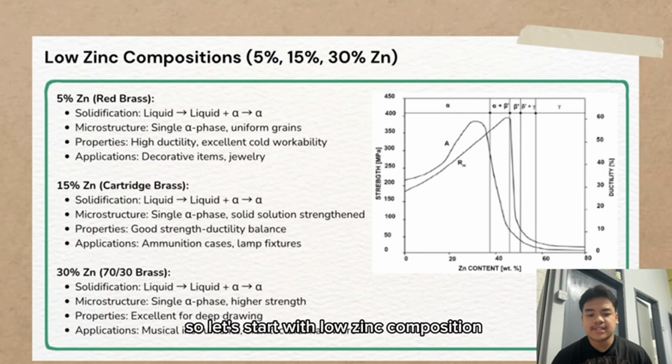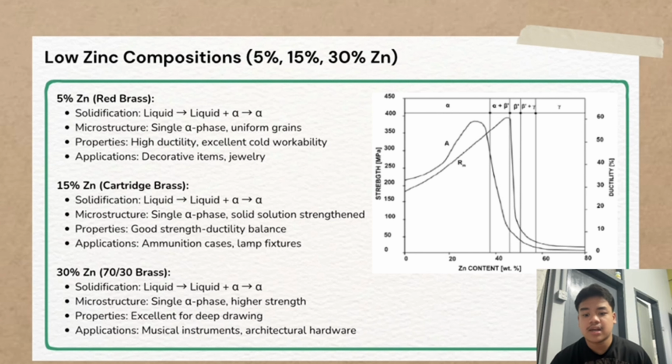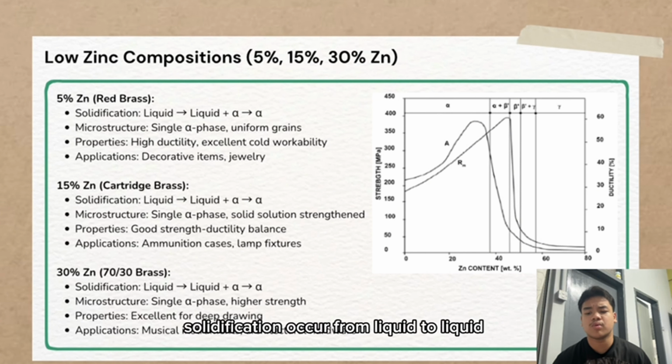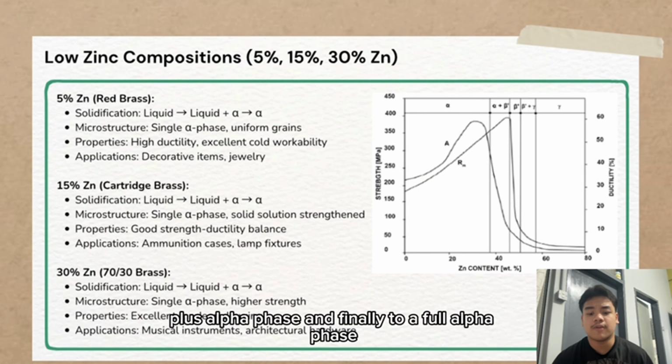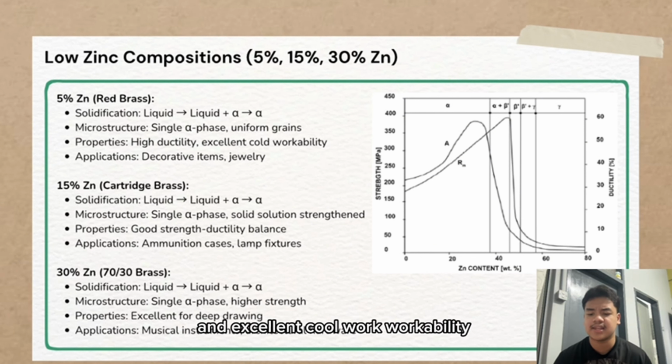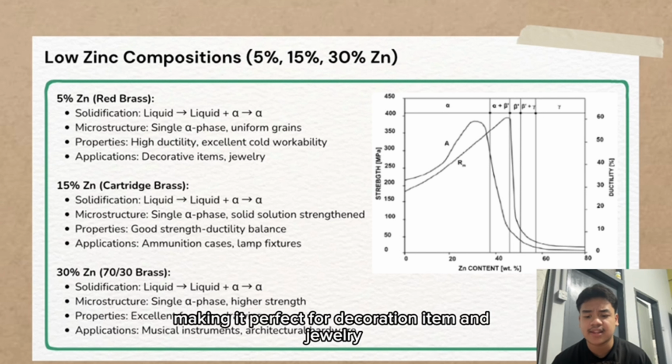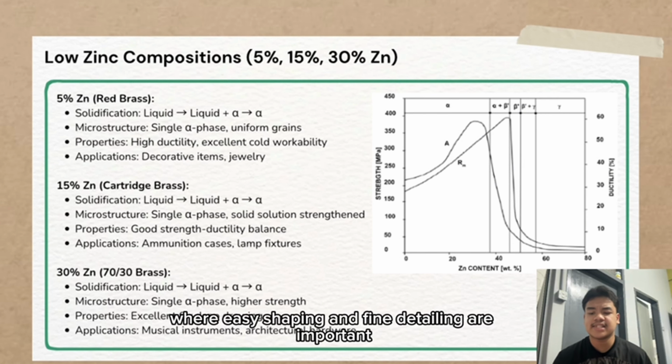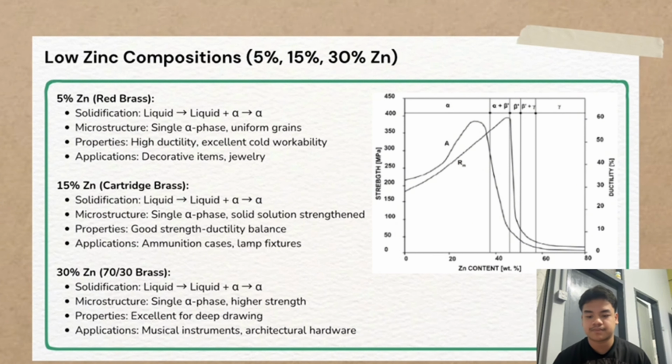So, let's start with low zinc compositions, which include 5%, 15%, and 30% of zinc. At 5% of zinc, also known as red brass, solidification occurs from liquid to liquid plus alpha phase, and finally to a full alpha phase. The microstructure consists of single alpha phase grains that are quite uniform. This gives the alloy high ductility and excellent cold workability, making it perfect for decoration items and jewelry, where easy shaping and fine detailing are important.